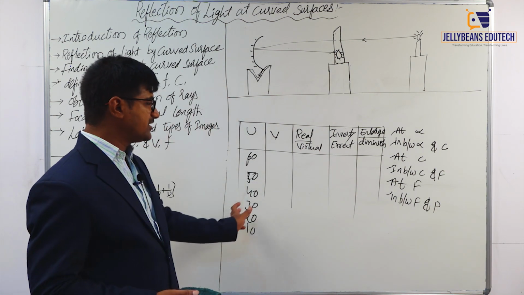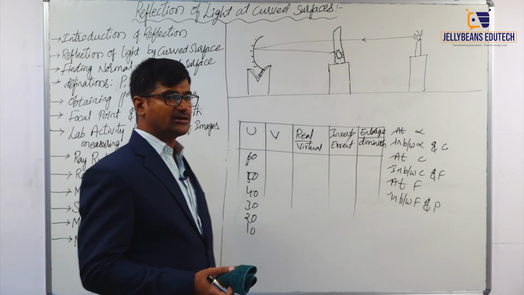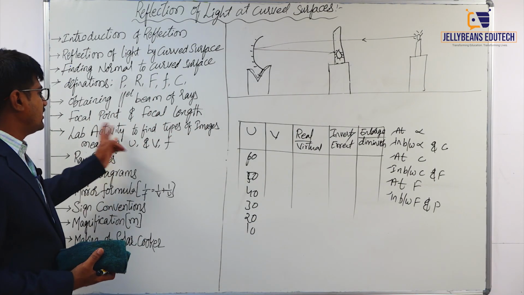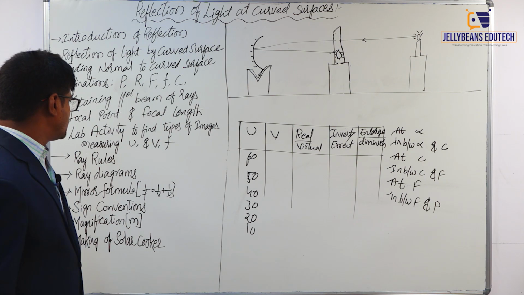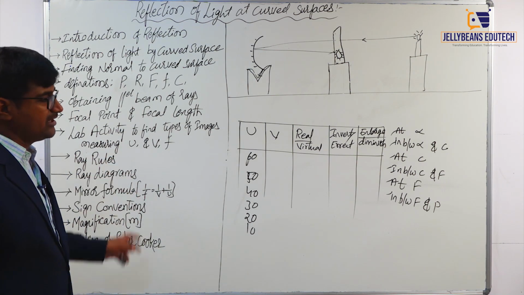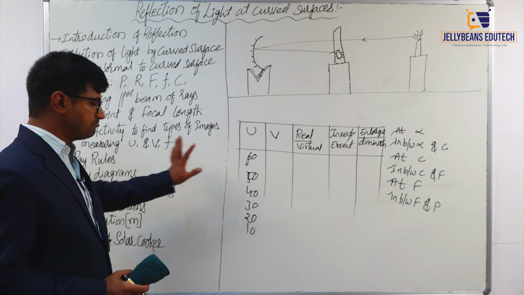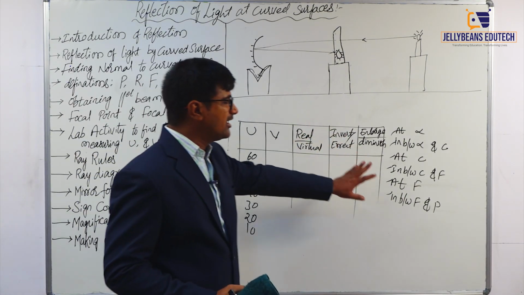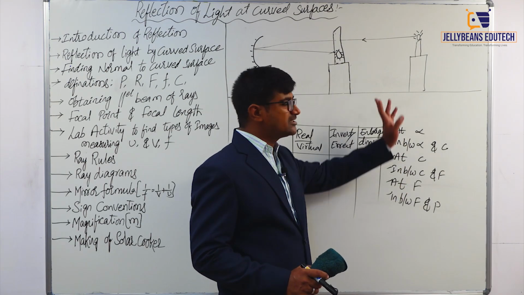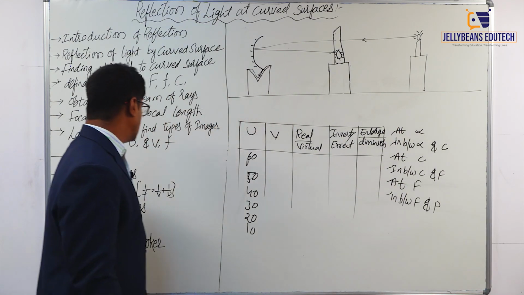So by this we are obtaining the different types of images in this lab activity. Here in this lab activity, we are also going to find out the distances, measuring the image distance, object distance and focal length.